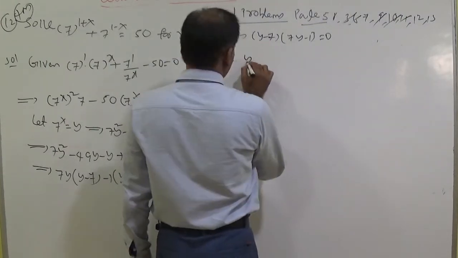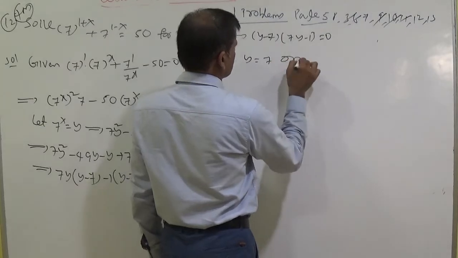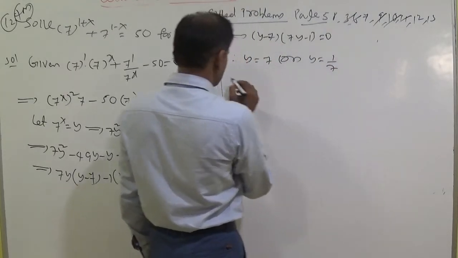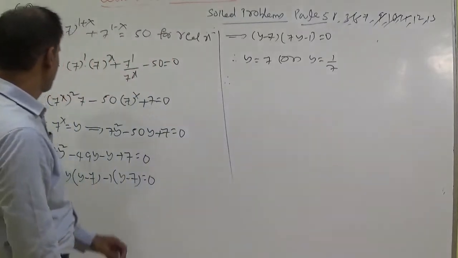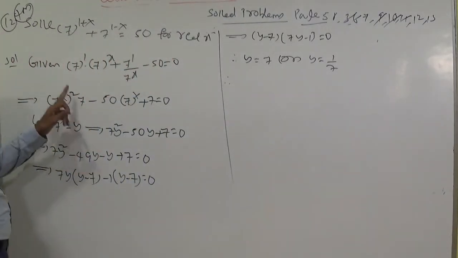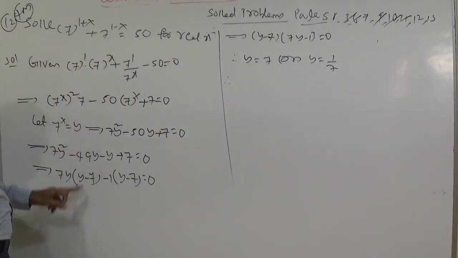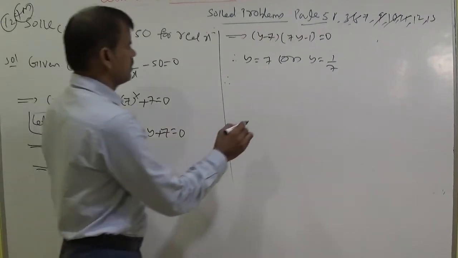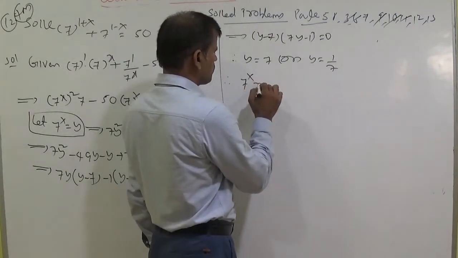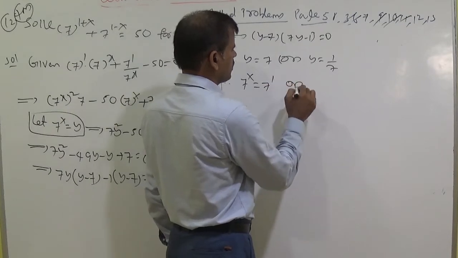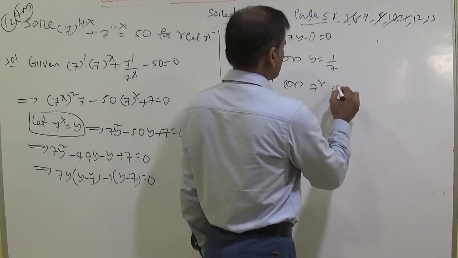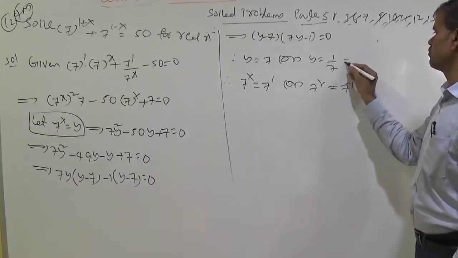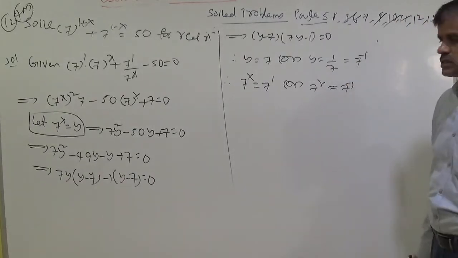Therefore, y equals 7 or y equals 1 by 7. What we thought the y value, somewhere we had written, let y is equal to this one: 7 power x is equal to y. Therefore, you can write 7 power x is equal to 7 power 1, or 7 power x is equal to 7 inverse, that is 1 by 7, which means 7 power minus 1.